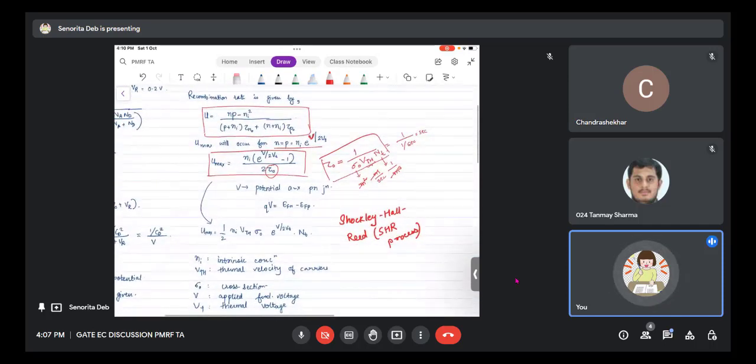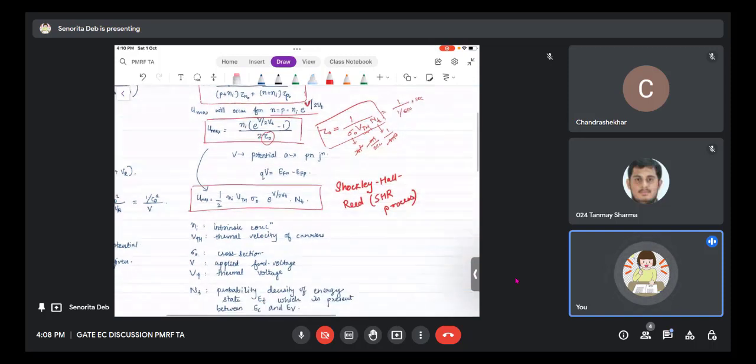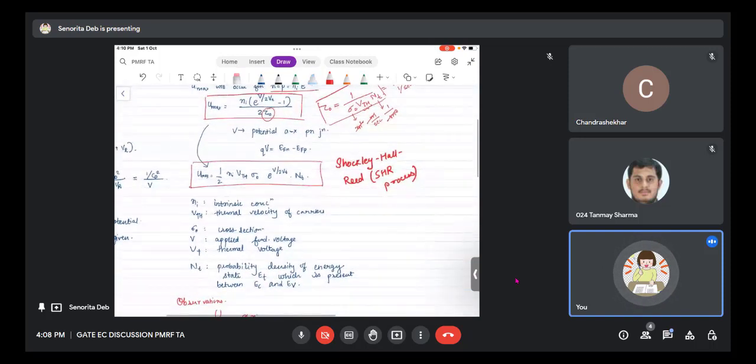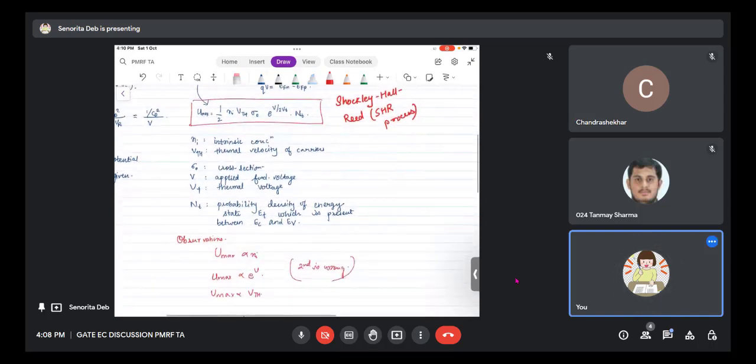With this, Umax turns out to be the boxed expression that I just drew: Umax equals half ni Vth sigma naught e to the power V upon 2Vt Nt, where Vth is the thermal velocity. From here you can now compare with whatever your question asked. Umax is directly proportional to ni, directly proportional to e to the power V, and directly proportional to the thermal velocity.